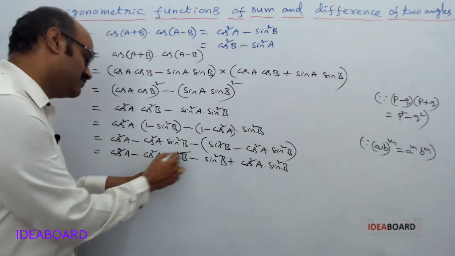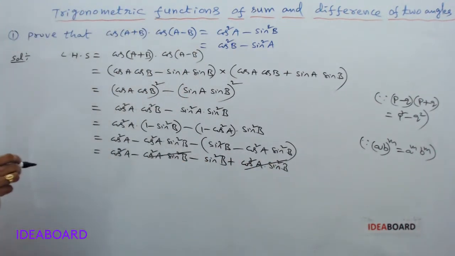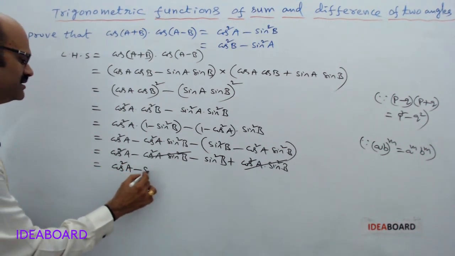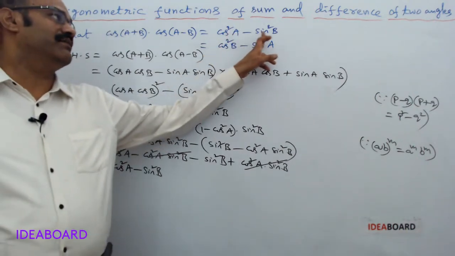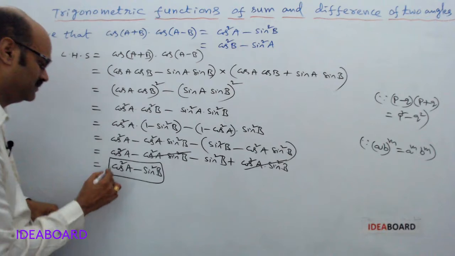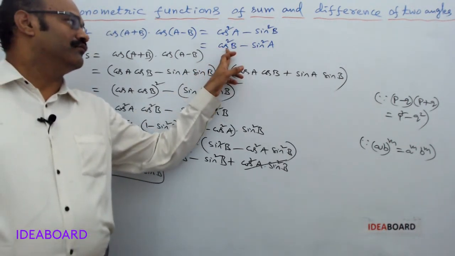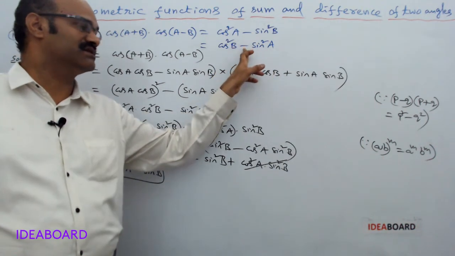Therefore, minus cos square A sin square B plus cos square A sin square B becomes 0. So we are getting cos square A minus sin square B. Yes, we have to get cos square A minus sin square B. Next we have to prove cos square B minus sin square A. From this we have to get this one.